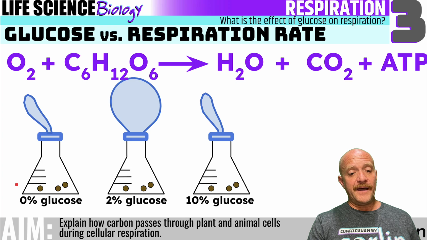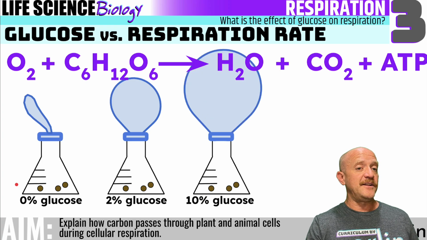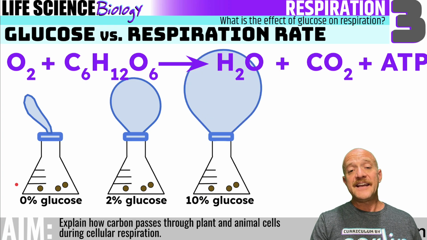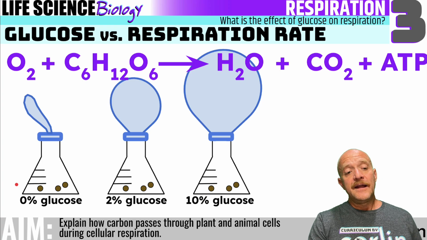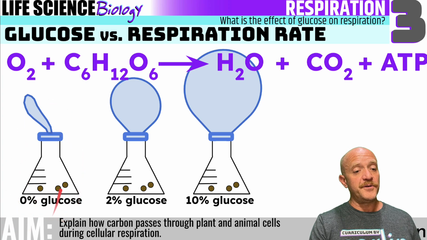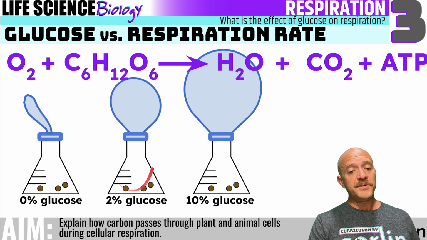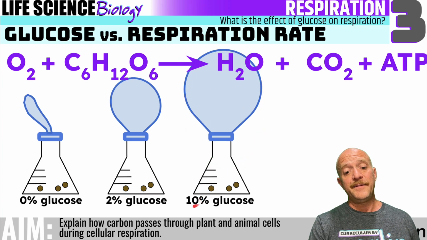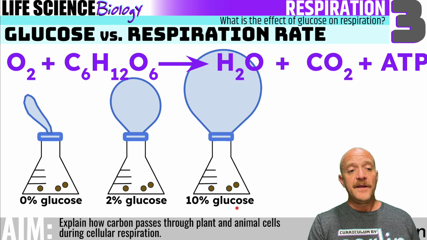Let it sit for a while, and you'll notice that the 2% glucose balloon got slightly bigger, and the 10% glucose balloon got even bigger. This is because the first one produced no carbon dioxide because there was no glucose. This one produced a little bit of carbon dioxide, that's why the balloon filled up slightly, and this one produced more carbon dioxide because the glucose level was higher. So if you increase the glucose, respiration rate will also increase.